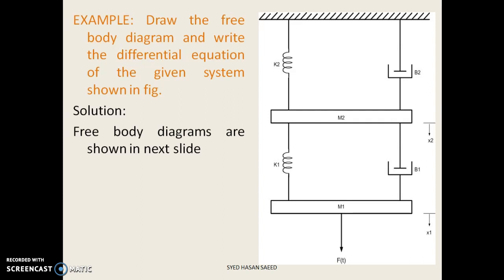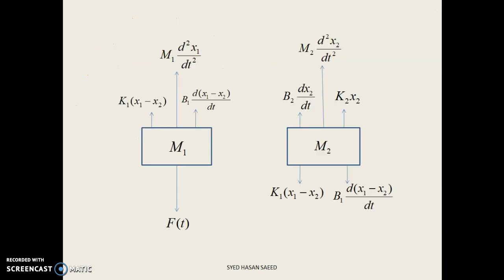Here we draw the free body diagram. You can see the two masses hanging with the help of two springs and dashpots. This is the free body diagram. Here you can see the force f(t) acting downward on the mass m1. According to Newton's law, an opposite force will exist. This is m1 d2x1 upon dt square, the force acting opposite to the downward force, and two other forces are due to the dashpot and the spring constant k.